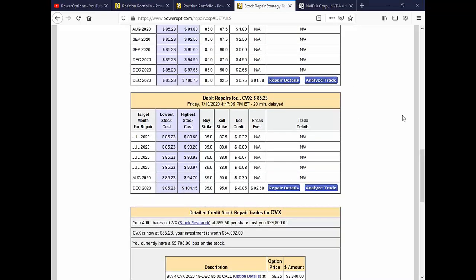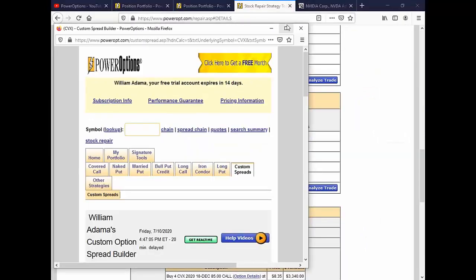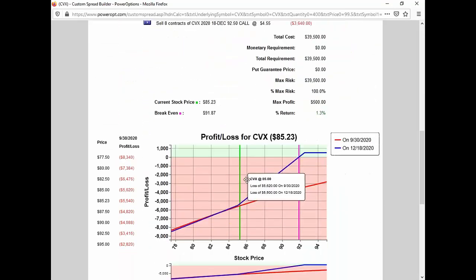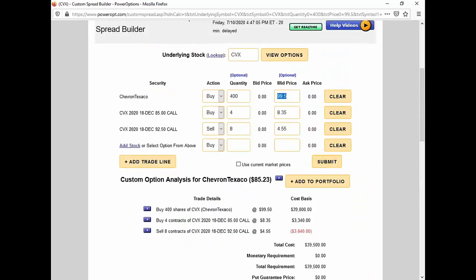Now, it's great to see it numerically, but if you click on Analyze Trade, that'll take us to our profit and loss chart on the position. And here we see we have 400 long shares, selling 8 against it, and buying 4 other ones. That completes the bull call debit spread with the covered call, break even at $91.87, max return of $1.3 at $92.50. So that's about $22 below your cost basis of 114. Okay, and still actually 7 points below the new adjusted cost basis of 99.50 as well.